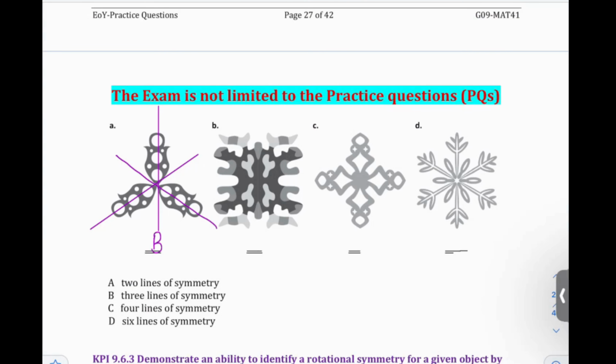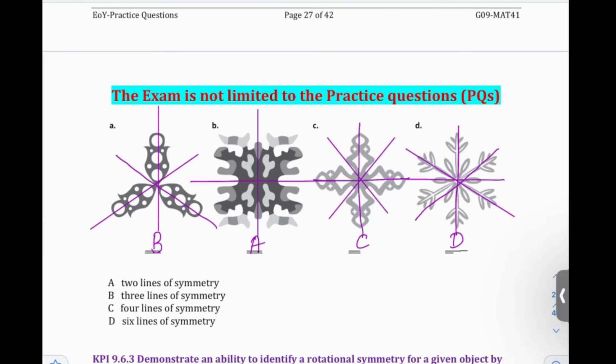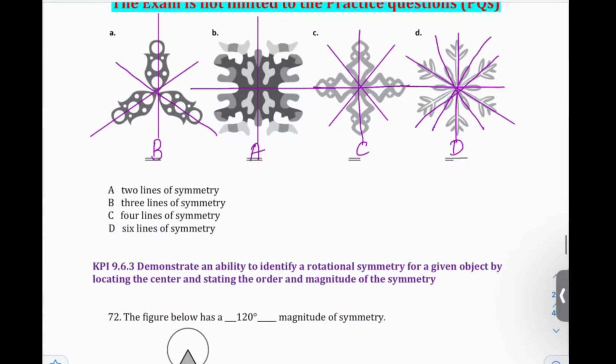The second one has 2 lines of symmetry only. We can cut it from here and cut it from here to be congruent to each other. C is here because it has 4 lines of symmetry: 1, 2, 3, and this is the fourth. Finally, this has 6 lines of symmetry, which is D. So this is 1, and this is 2, and this is 3, and this is 4, 5, 4, I mean. And you can also have 5, 6. So you can draw as many lines of symmetry as you can.